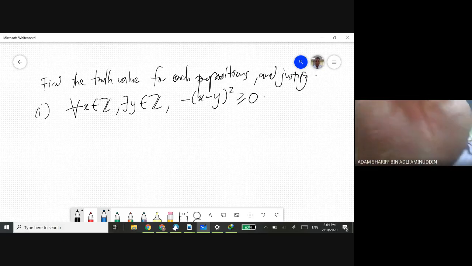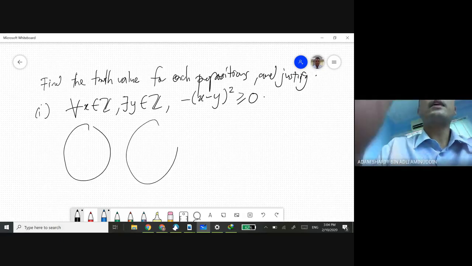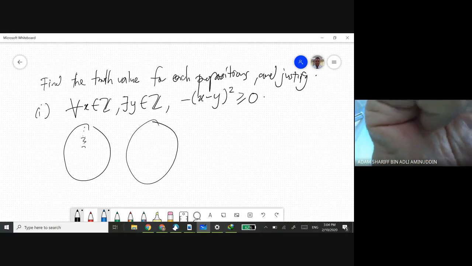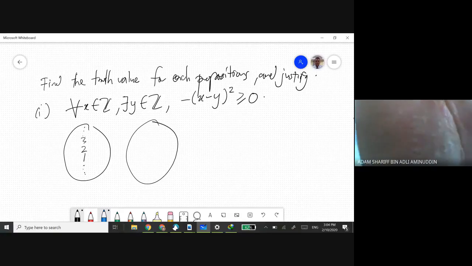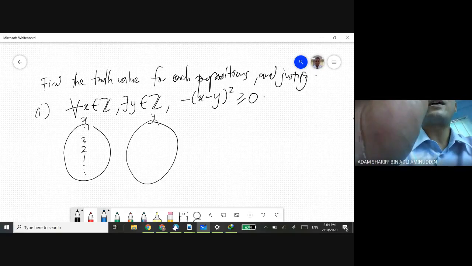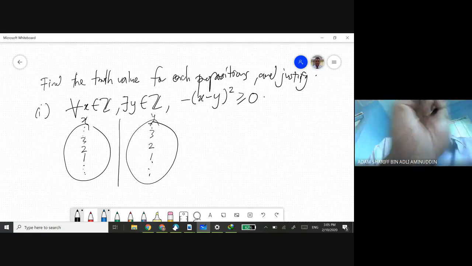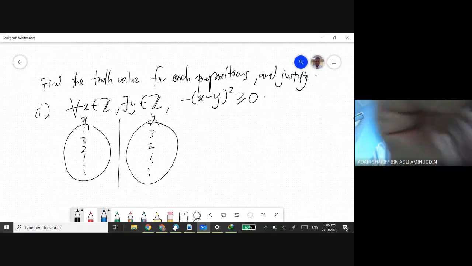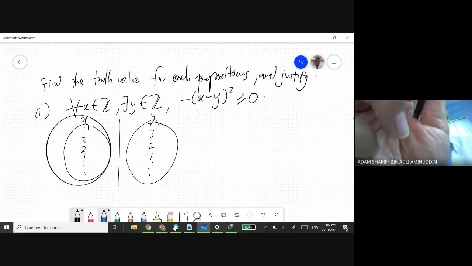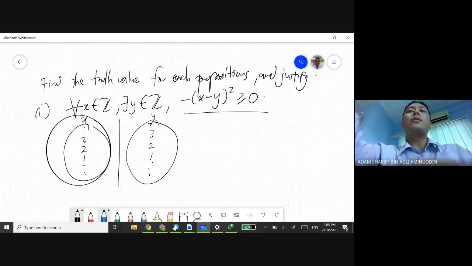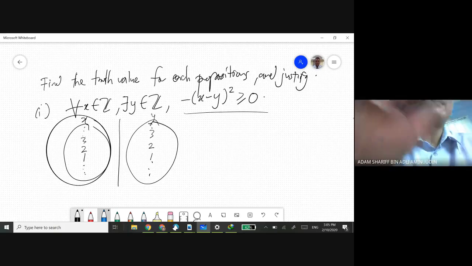Okay, for all x. This is a good method to visualize your problem. Imagine 3, 2, 1. This is x here. Then x consists of every integer. And let's say this is y. 3, 2, 1 also consists of integers. Understand this question correctly: for every x, for all x here, there will be a y for that particular x such that this will happen. So, let's visualize like this.